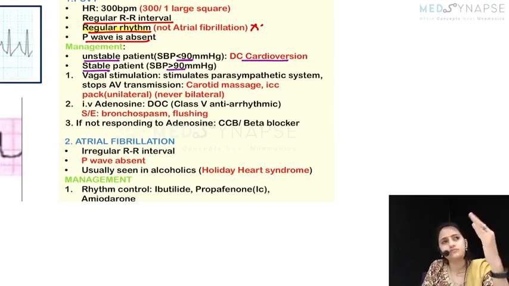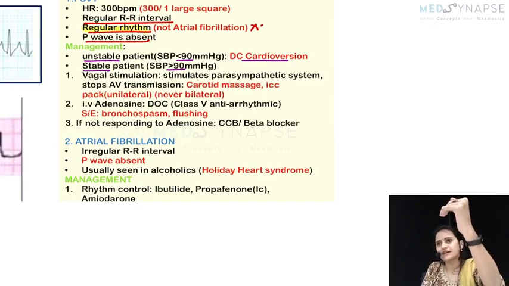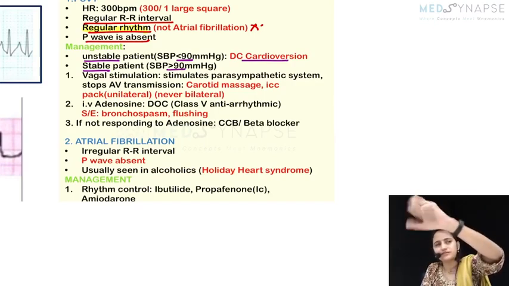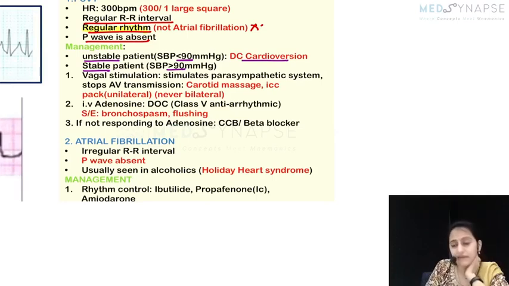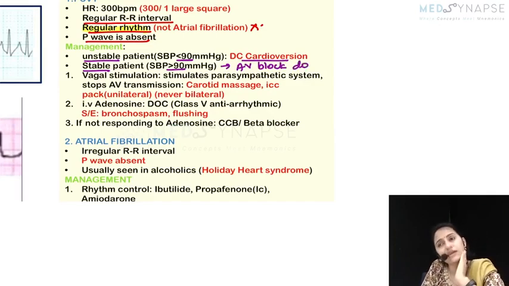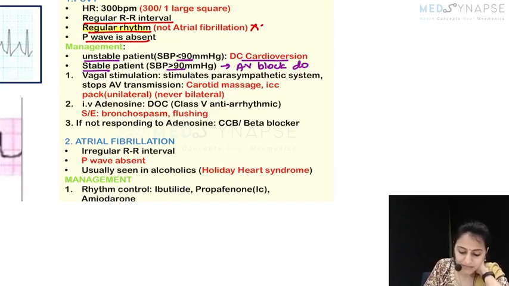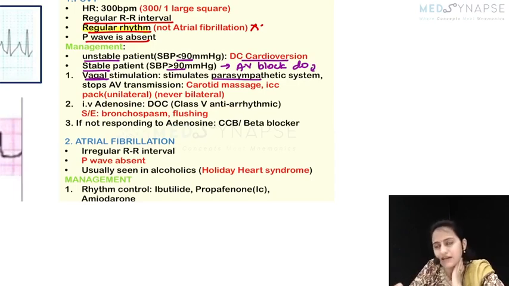So what do you do? The supraventricular tachycardia, you don't want that to be transmitted. So you will block the AV node. So what is the treatment target here? Basically doing the AV block. How can I do the AV block? Sympathetic, parasympathetic? Parasympathetic. So what we will do is vagal stimulation, which stimulates the parasympathetic system, stops the AV conduction.